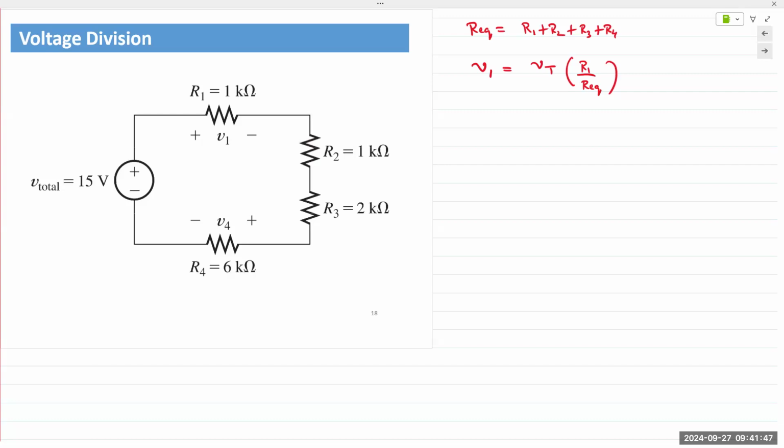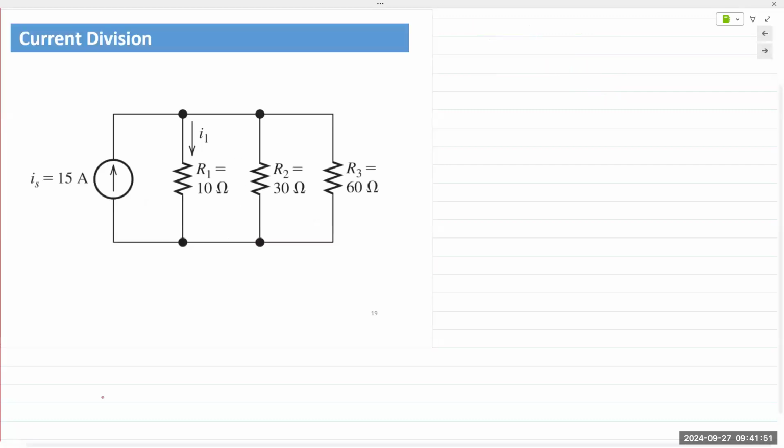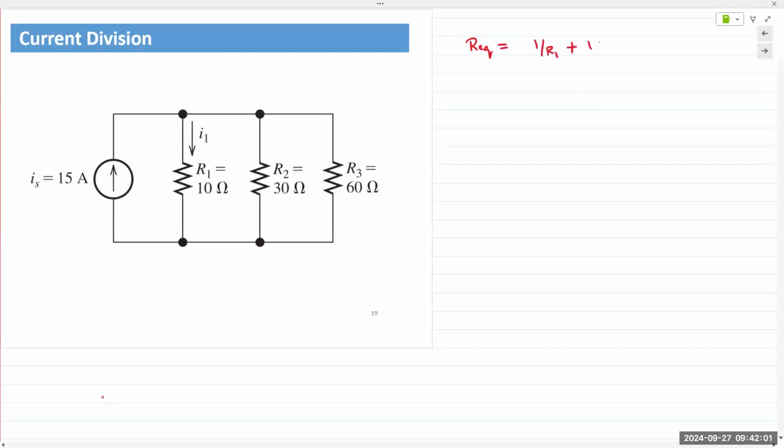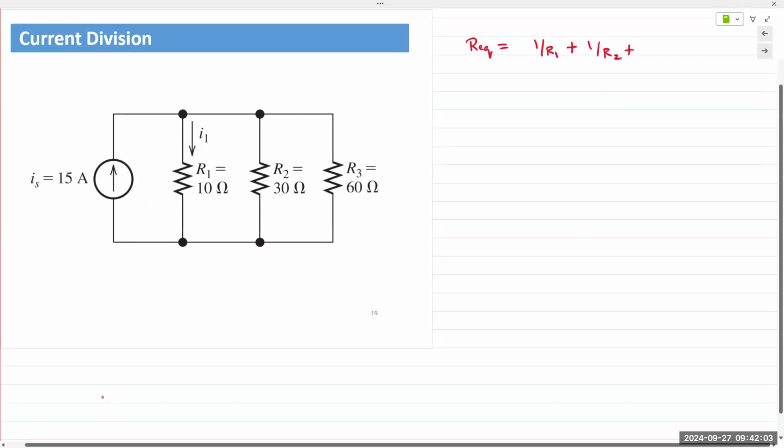How about current division? What's the equation for current division? Let's first write out the Req. Req is the reciprocal of the sum of all the reciprocals. So what's the current division equation?